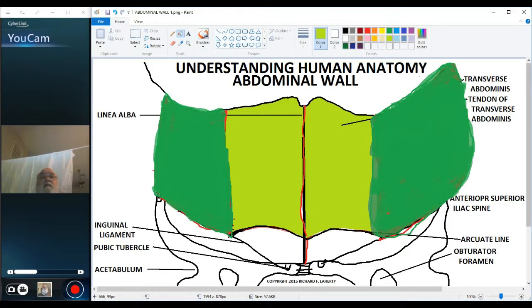You can see it here. And there's the linea alba, and I'm going to reinforce that in black. So this is the internal oblique, and I need to add fibers to it.